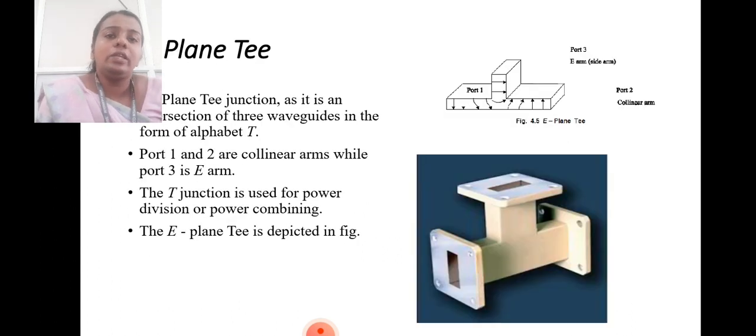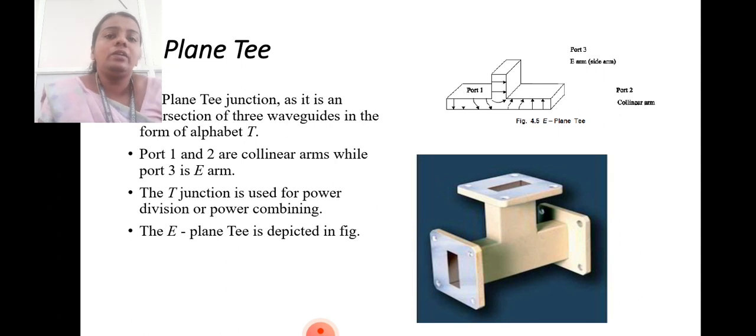First we can see the E plane T. The E plane T is the intersection of three waveguides, so it is in the form of the alphabet T. Here port 1 and 2 are called collinear arms, and port 3 is called the E arm. This T junction is mainly used for power combining or power division. You can see the representation in the figure: the E plane T, where port 1 and 2 are the collinear arms and port 3 is the side arm or E arm. The figure shown below is the real-time image of the E plane T.